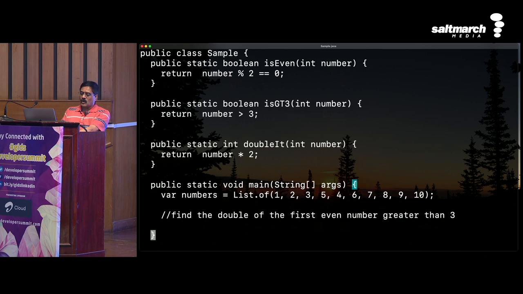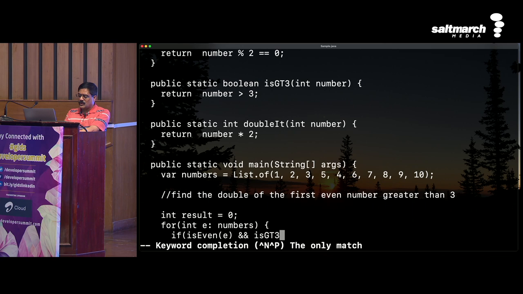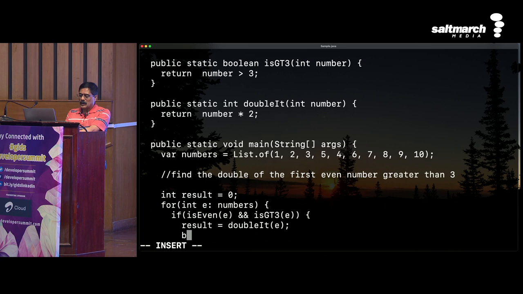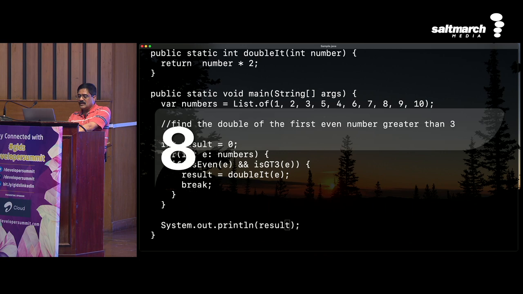So now that we wrote all these three functions, I'm going to write this in the imperative style. So what am I going to say? result is equal to 0, and I say for int element coming from the numbers collection, and then I say if isEven of the element is true and isGreaterThan3 of the element is also true, then I'm going to say result is equal to doubleIt of the element. You better remember to put the break, isn't it? Because if you don't put the break, you're going to do unnecessary computations, which you don't want to do. And then I'm going to output the result in the very end. This is imperative style code, isn't it?